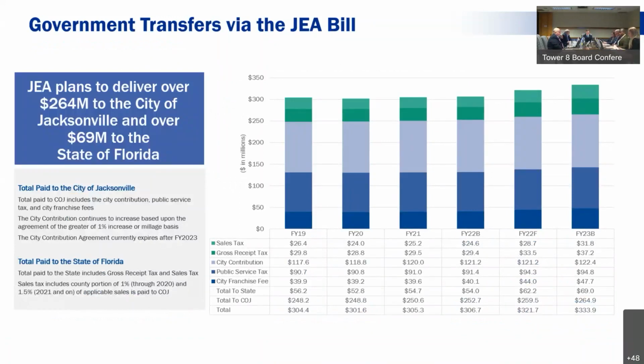JEA pays an annual contribution to the City of Jacksonville and is also the vehicle for a franchise fee, public service tax, gross receipts tax, and sales tax. JEA plans to deliver over $264 million to the City of Jacksonville and over $69 million to the state of Florida in fiscal year 23.